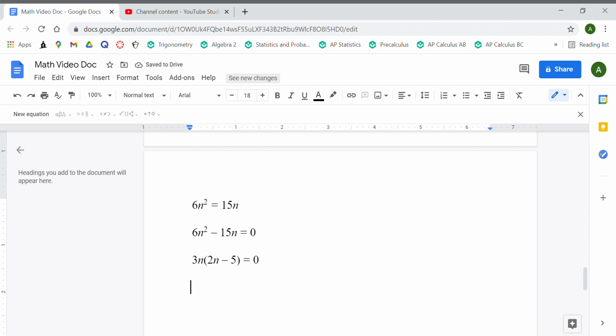Set each chunk equal to 0, and you get 3n equals 0, or 2n minus 5 equals 0. Then you solve each part. So it's going to be n equals 0 and 2.5. And that's it, guys. That's how we solve polynomial equations, and that's how we factor polynomials using the greatest common factor.